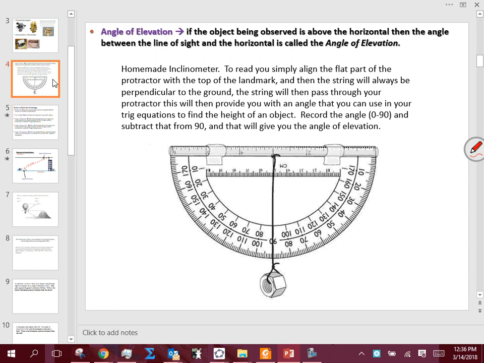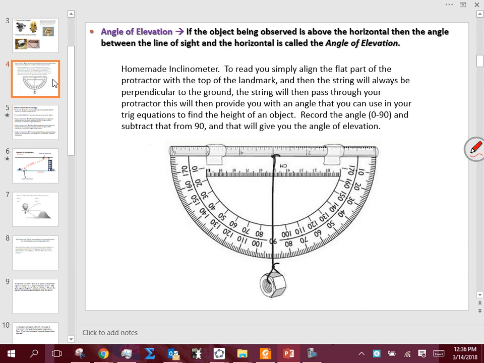So we can make one of these pretty easily with a protractor, a weight, a string, and a straw, okay? And basically what you do is you attach it like that. Now that weight, physics is going to say that weight is always going to be perpendicular to the ground, right? No matter how I move my protractor. I'm going to look through that straw at whatever I'm looking at. That straw is going to define my line of sight. And then that string is going to pass through an angle, right? Does that make sense? On my protractor. That angle will then help me determine, I do a little bit of work, and the work is explained there. But that angle then will tell me my angle of elevation or my angle of depression.